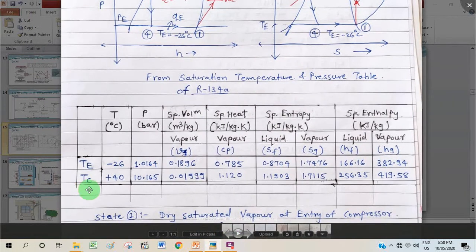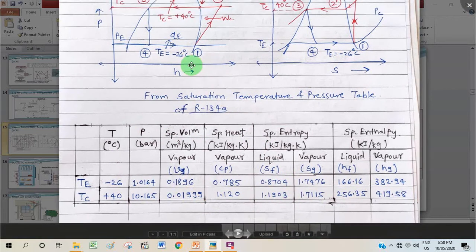presented it here in this row. This row is for minus 26, this row for plus 40. Presenting this way helps us understand the data clearly, and it also avoids confusion while using the respective data. So it is a good practice to have tabular data. Let us now take the properties one by one.